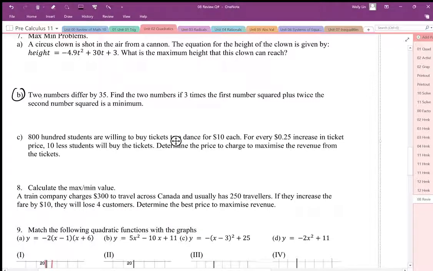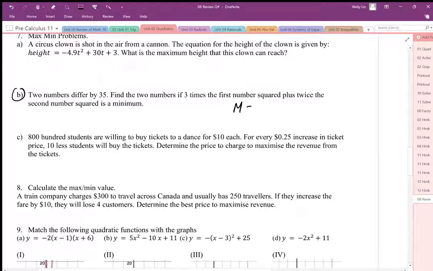In this case, two numbers differ by 35. We want to find the two numbers if 3 times the first number squared plus 2 times the second number squared is a minimum. So the first thing we want to do is write down an equation for the quantity we're maximizing or minimizing.